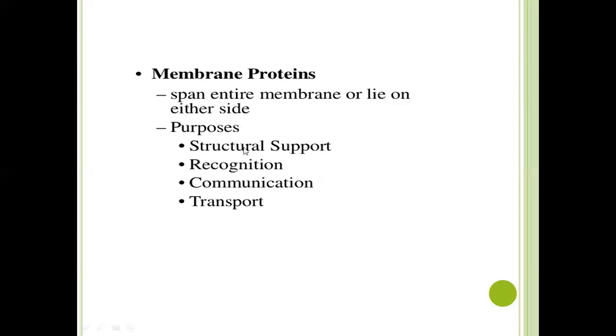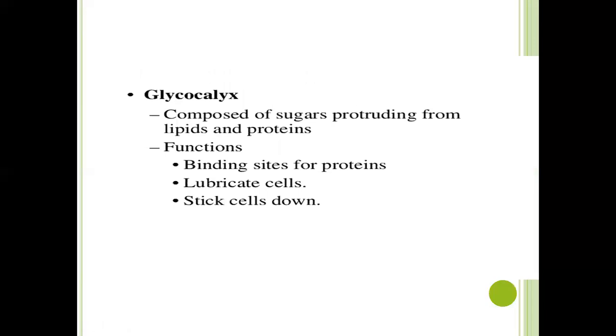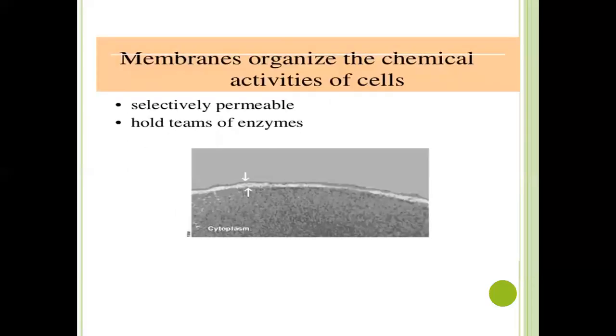Membrane proteins span the entire membrane or lie on either side. Purposes: structural support, recognition, communication, and transport. Glycocalyx is composed of sugars protruding from lipids and proteins. Functions: binding site for proteins, lubricate cells, stick cells down. Membranes organize the chemical activities of cells, are selectively permeable, and hold a whole team of enzymes.